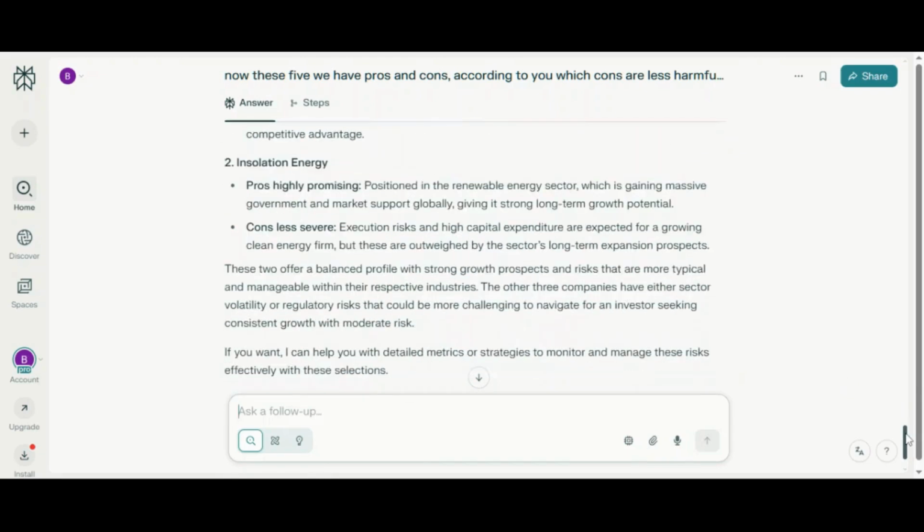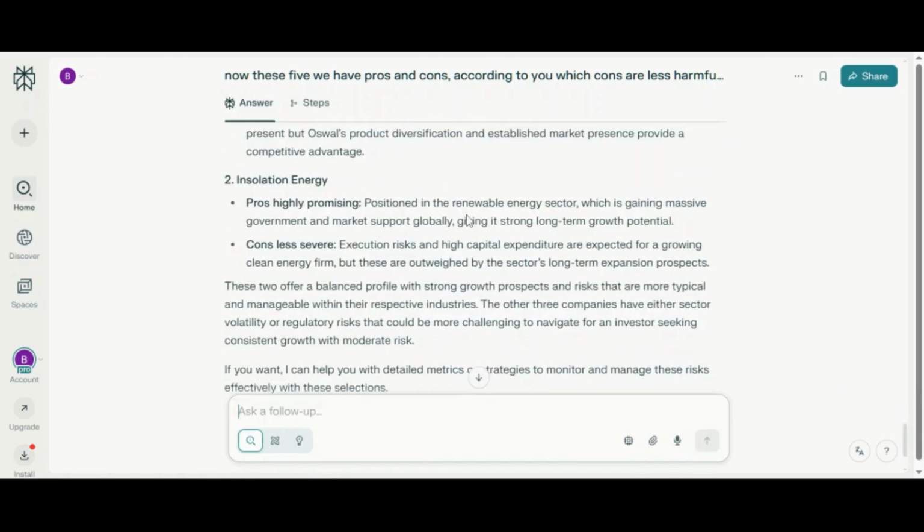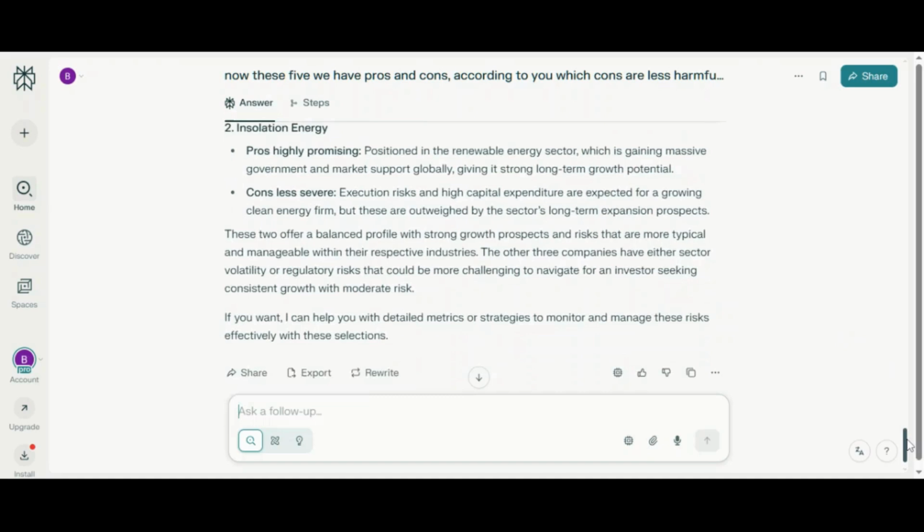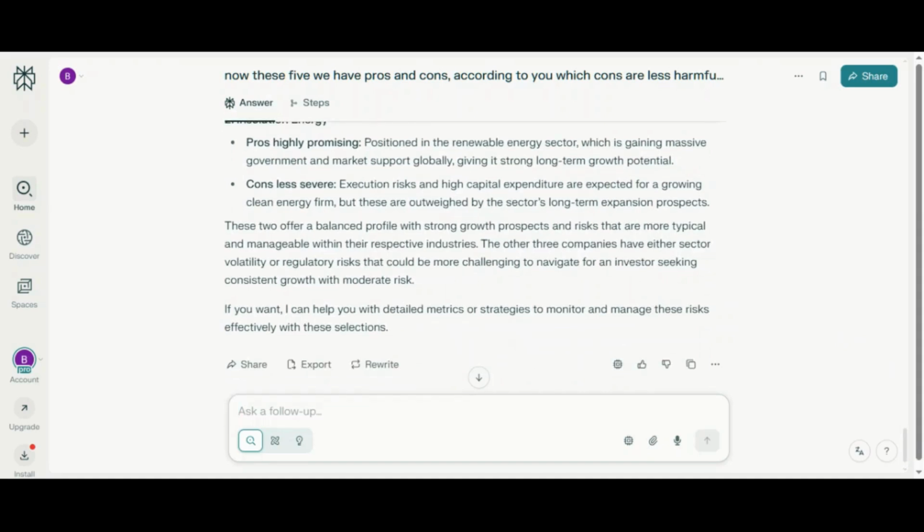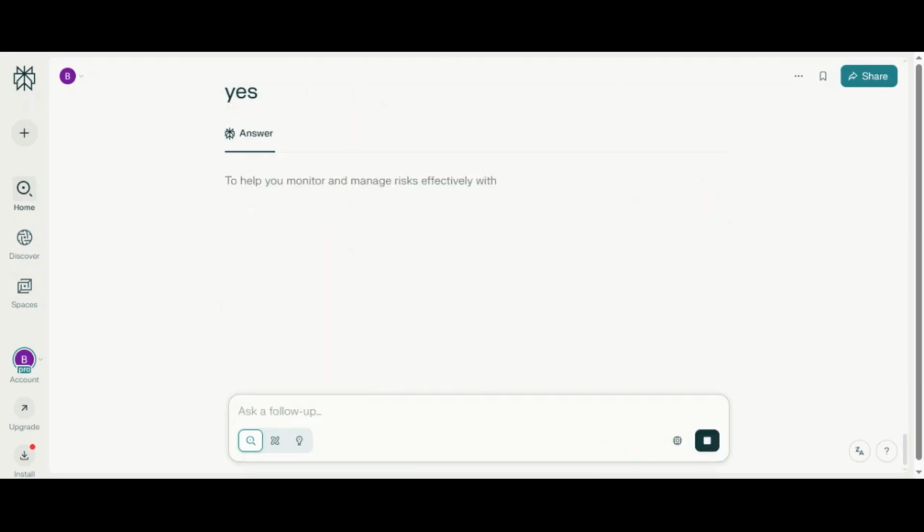So it was just basic two or three questions which we asked, right? Pros: a highly promising position in a renewable energy stock which is gaining massive government and market support globally, giving it strong long-term potential. Cons: execution risk and high capital expenditure are expected, but these are outweighed by the sector exposure. These two are balanced. If you want, I can help you with detailed metrics and strategy for monitoring and managing this risk. Okay, yes, you can. Let's see what it replies. But we got our two stocks.